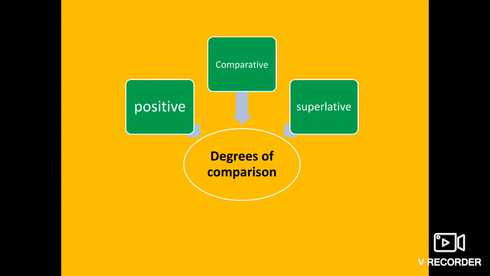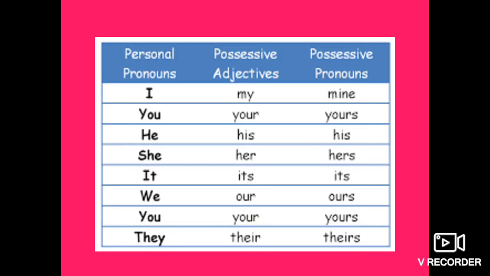Mainly, there are three degrees of comparison of adjectives. They are positive degree, comparative degree, and superlative degree. Now, students, later you will study about how we can use all these three degrees. What are these three degrees and where to use these degrees?